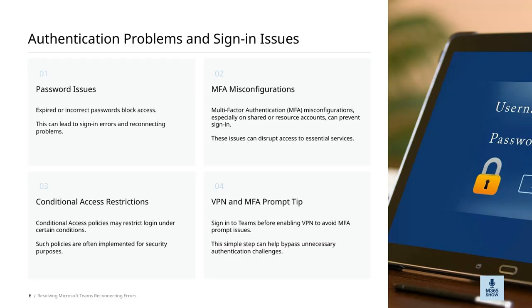Let's talk about some common authentication problems and sign-in issues with Microsoft Teams, specifically focusing on reconnecting errors. One simple yet effective tip is to sign in to Teams before enabling your VPN. This small step can help you avoid unnecessary MFA prompts, which can often cause delays or frustration. Now, when it comes to VPN and MFA prompts, conditional access policies play a significant role. These policies are designed to enhance security, but they can sometimes restrict login under certain conditions, especially if you're outside of trusted networks or devices. It's important to understand that these restrictions are there to protect your organization's data.